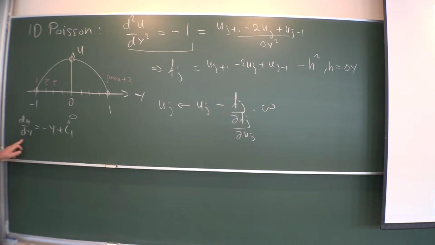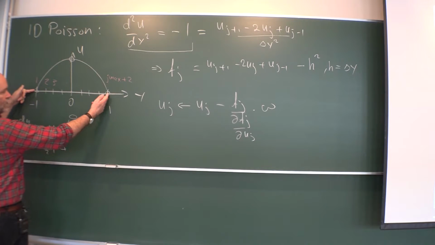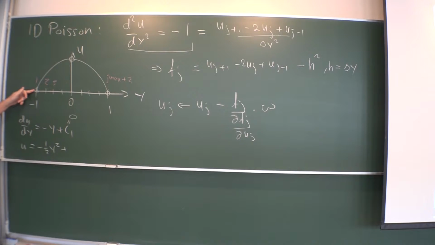He is gone. And then you integrate once more. You will have 1 half y squared plus, and then we have a c2. Well, what's he going to be? Well, the boundary demands zero velocity on the solid walls when y equals plus or minus 1. Hence, it's going to be 1 half.